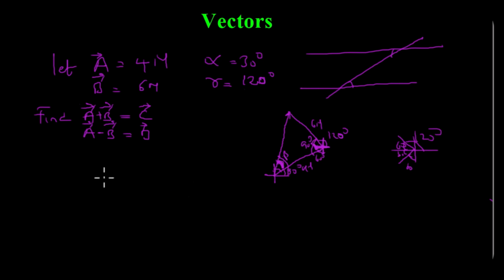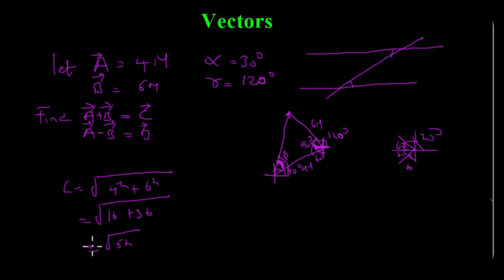All right. So by Pythagoras rule, we simply say R will be equal to, or sorry, I said R. Since we're using C, I can say C is equal to the square root of 4 squared plus 6 squared. What is 4 squared? 4 squared is 16. 6 squared is 36. That's 16 plus 36, which gives us 52. So this is my C magnitude.